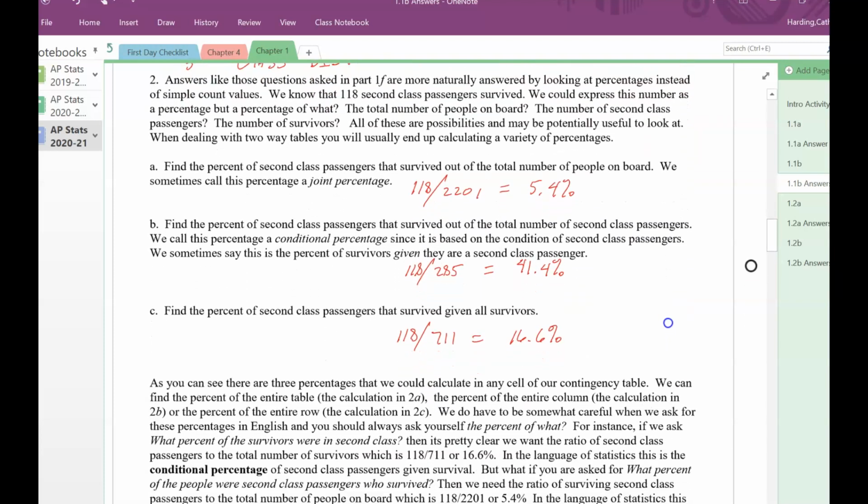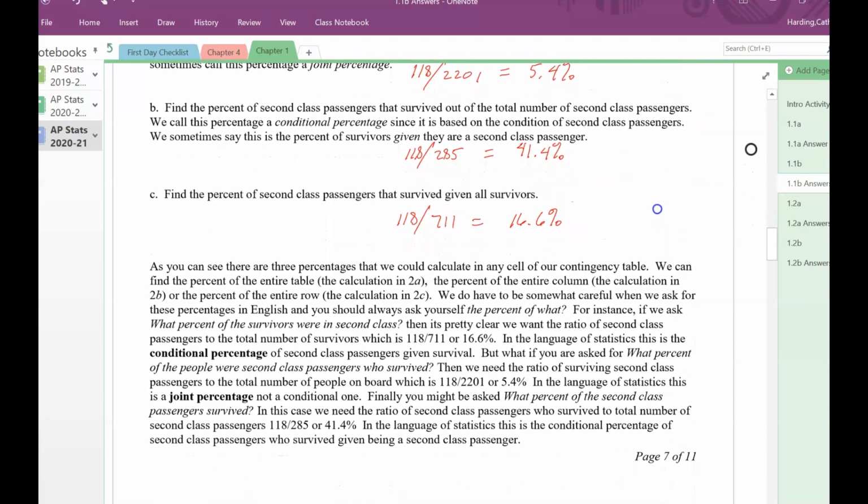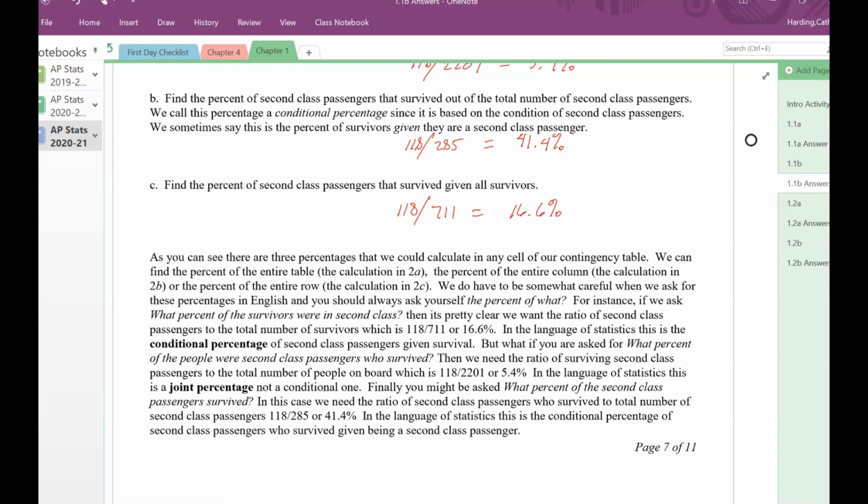Now, all three of these can be calculated from the contingency table. Each means just a little bit different. One thing that you really want to pay attention to when you're reading this is what is this total out of? The percent of what? And that will help you distinguish, first of all, if it's a joint percentage or a conditional percentage. And if it is a conditional percentage, out of what total?